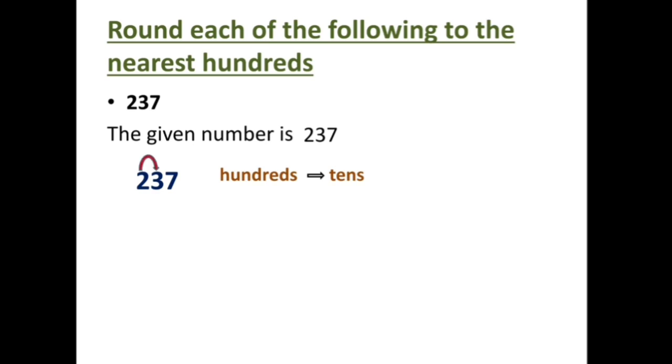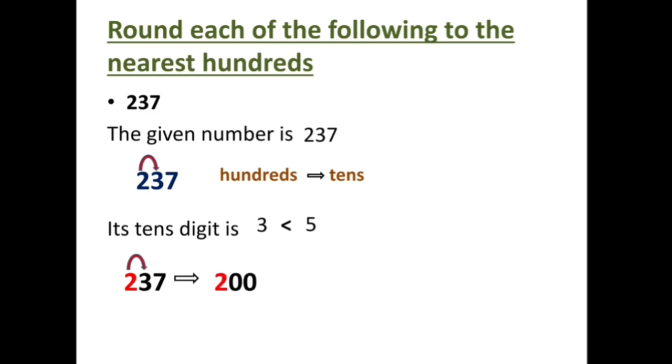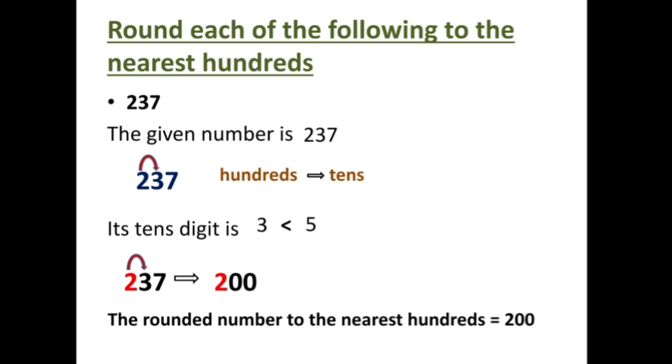We need to do the comparison. Here 3 is less than or greater than 5? 3 is less than 5. So keep the hundreds place the same. Keep 2 the same. Make 3 and 7 0. 237. So 3 is less than 5. So what will we do? 2 will be the same. Tens place and ones place will be 0. The answer we get is 200. The rounded number to the nearest hundred is 200.